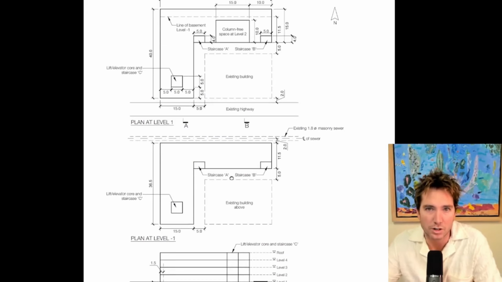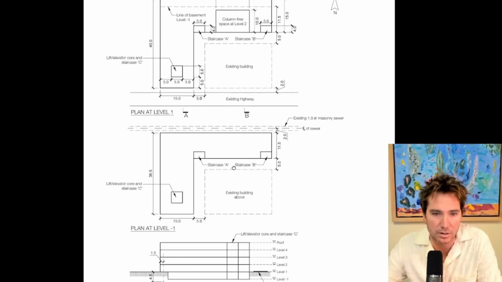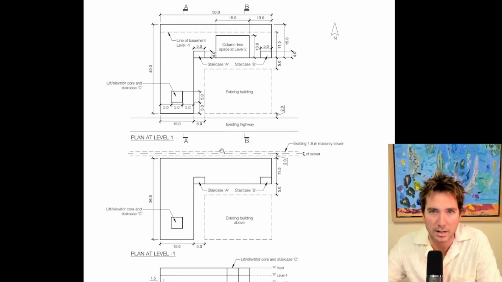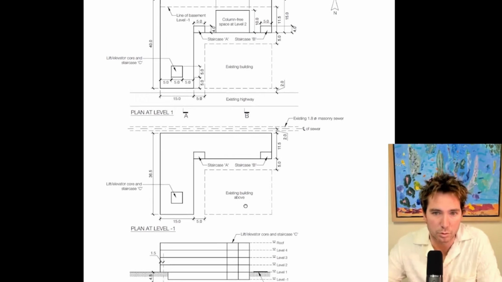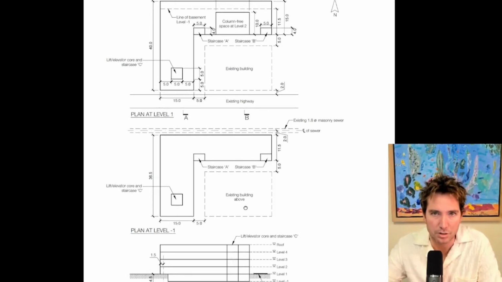Having a look at the question, I picked up 3 key details that I think we need to articulate in our designs. One of those is the existing sewer here that we can't load. Then the fact that we've got to design a basement, as well as this particular area that needs to be column free at level 2. So they're the 3 key details that I think we want to be capturing and illustrating in our designs.